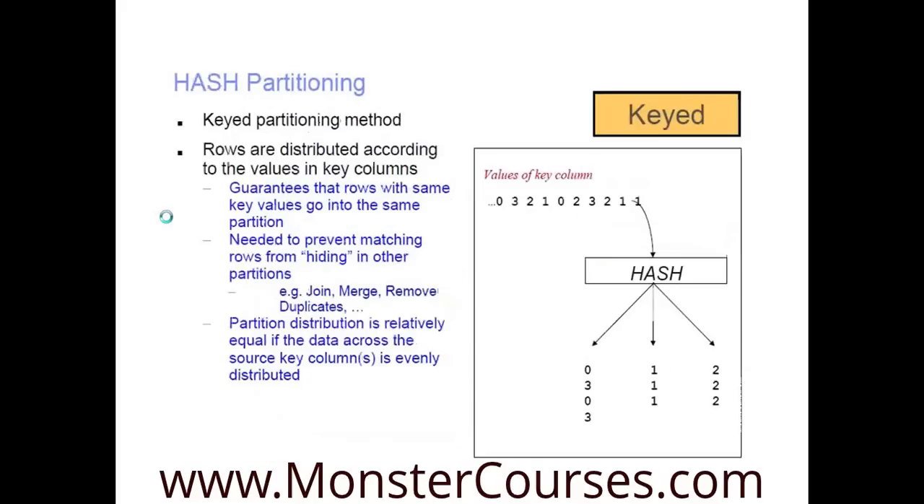Next one is the hash partitioning. Hash partitioning is a key partitioning. It's based upon a key, and we can set one of the columns as the key here. Based upon that key, this algorithm will work.